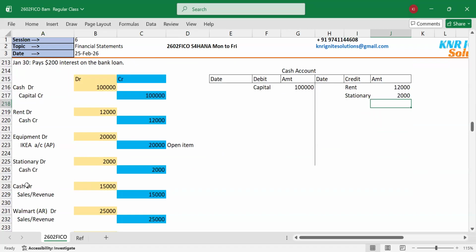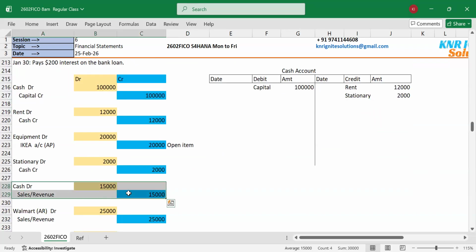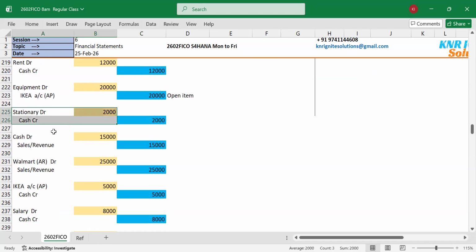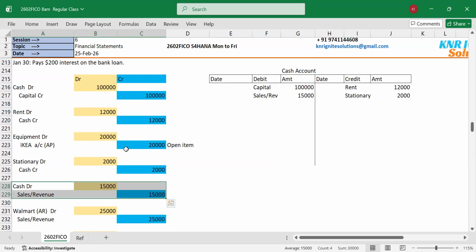Okay, the next one I have cash, which I'm getting in, this side. 15,000 I'm receiving as a revenue. It's a debit side, which is sales or revenue, which is a 15,000. Then you have the next transaction. Stationery is done, so revenue is done, right?